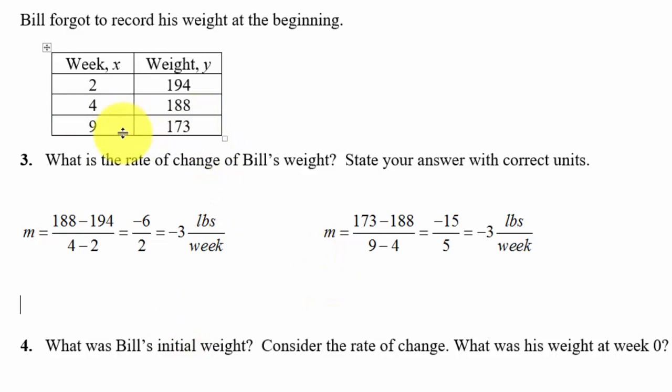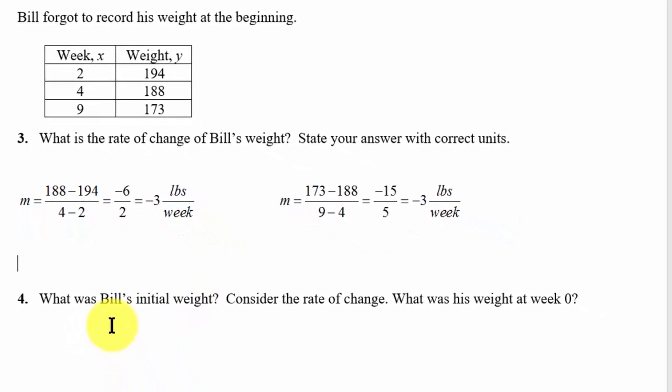So again, if I use the ordered pairs that correspond to weeks 4 and 9, you'll notice I have 173 minus 188 over 9 minus 4, and I end up with negative 3 pounds per week. So I know we have a linear function because my slope, or my average rate of change, is constant. And it looks like the rate of change in this case is negative 3 pounds per week.